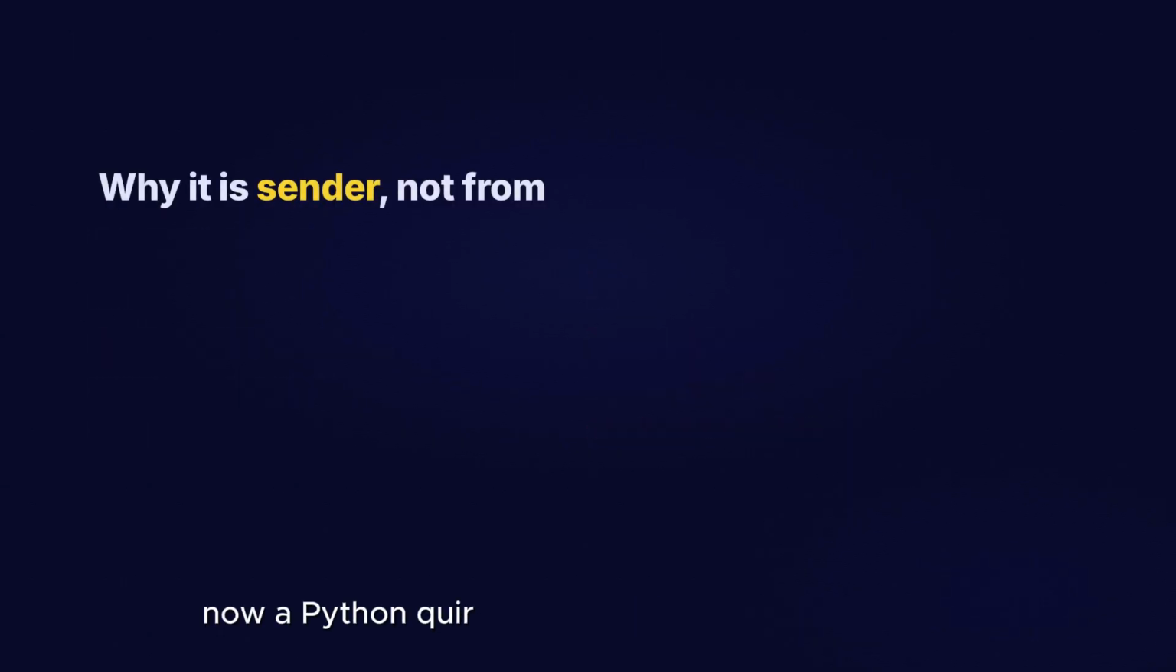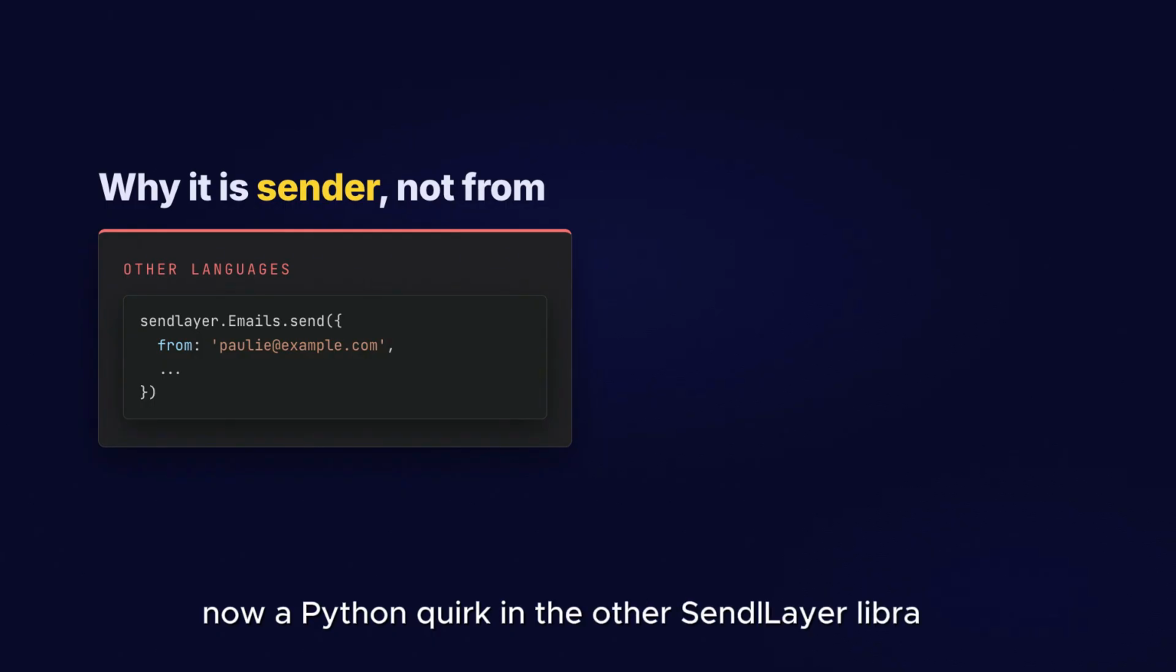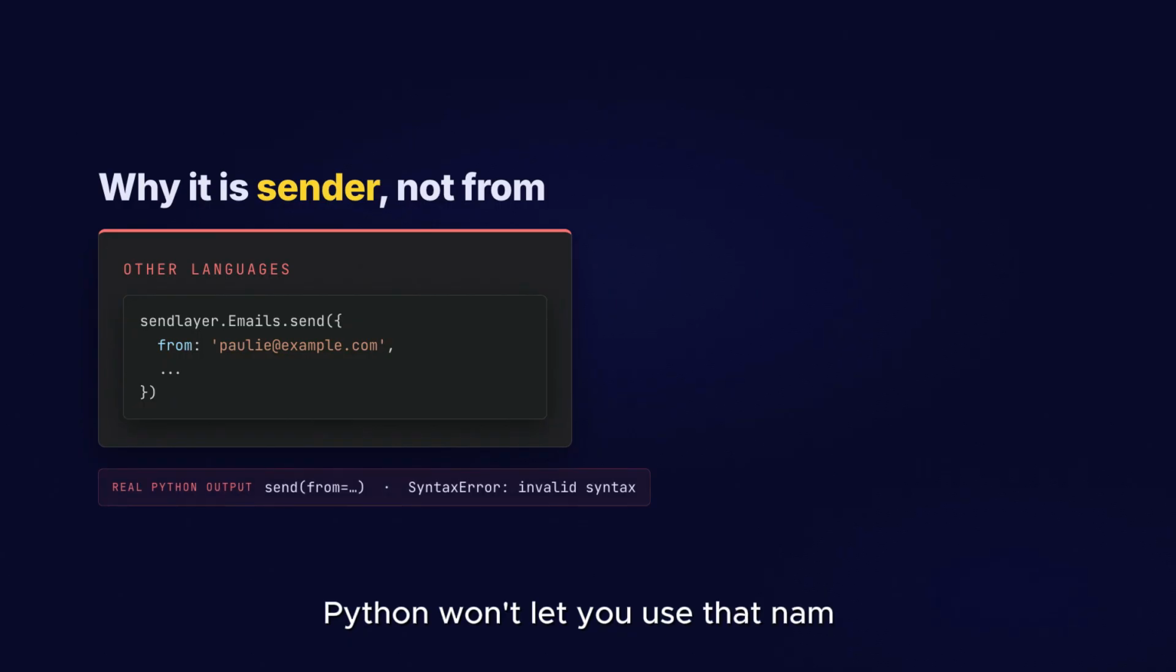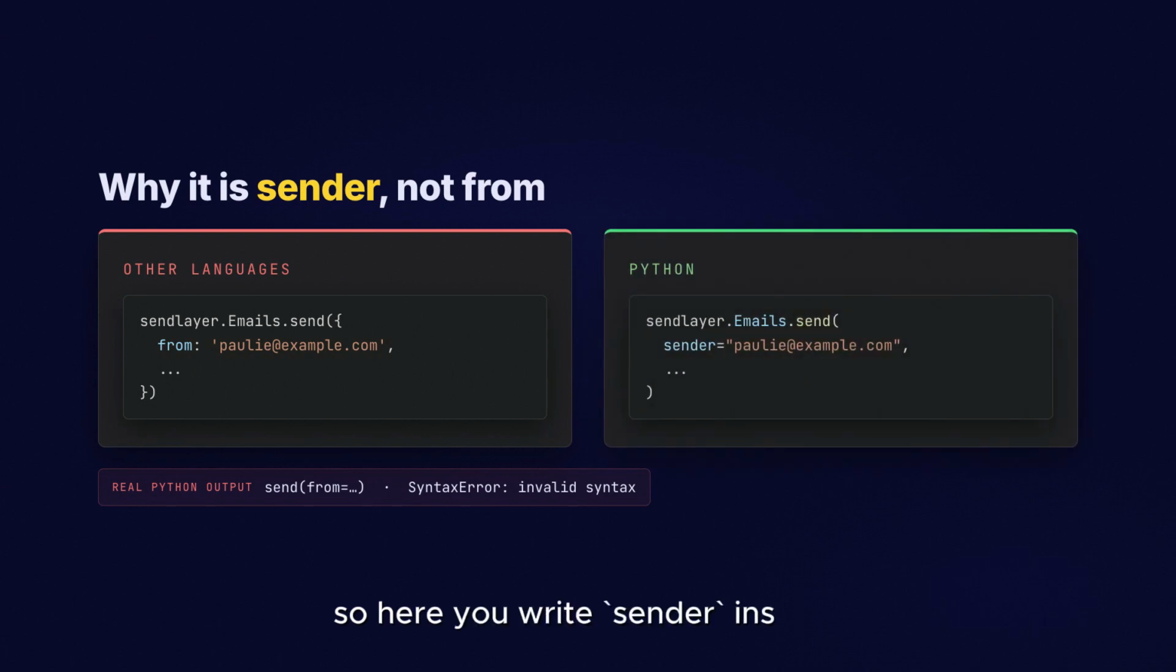Now, a Python quirk. In the other SendLayer libraries, this field is called from. Python won't let you use that name because from is a word Python keeps for imports. So here you write sender instead.